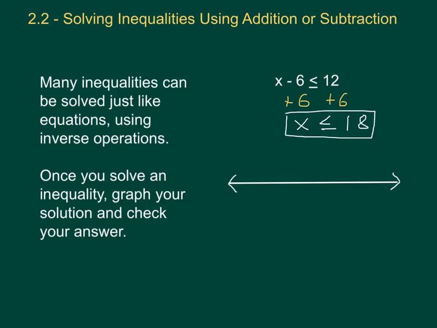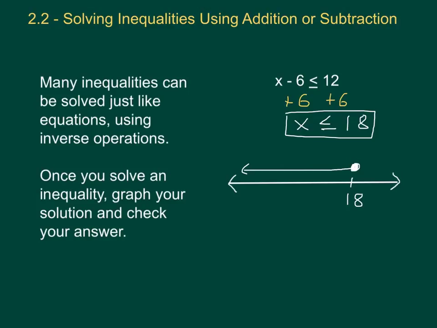And I can graph it on a number line. So I'll put 18 here on the number line. I'm going to put a closed circle because it's an or equal to, so I want to include 18 as part of my answers. And I want everything that's less than or equal to 18. So everything less than 18 is on the left, and that all comes way over here. And so that's my graph on the number line.